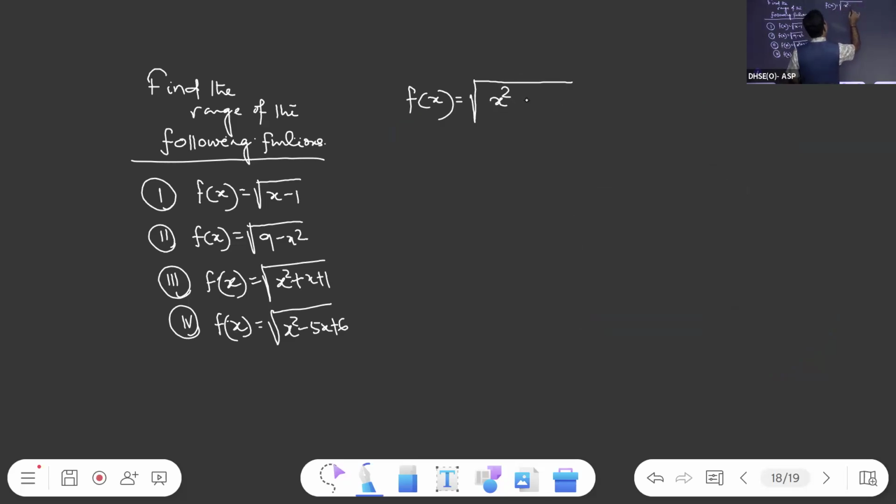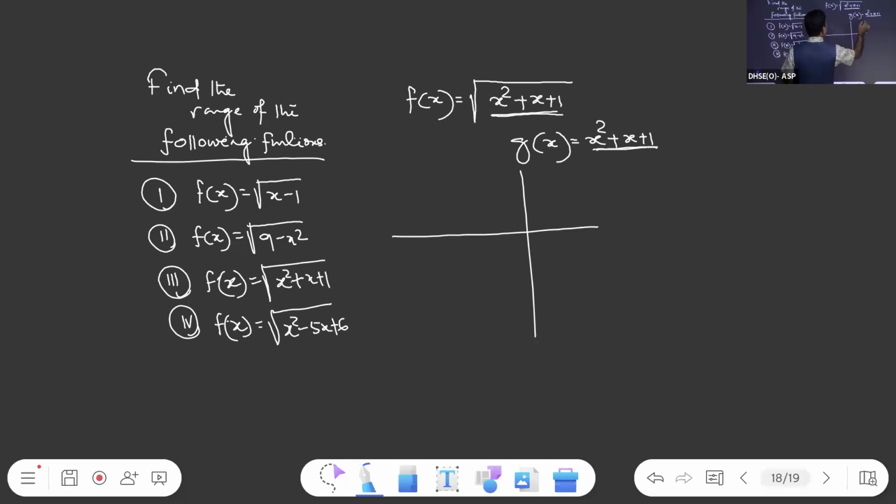f of x is equal to under root x square plus x plus 1. What is the inside function? Let it be g of x. The inside function is x square plus x plus 1. It is an upward directed parabola, and its structure is like this. The vertex point of this parabola is minus 1 by 2, 3 by 4, with the minimum value 3 by 4.